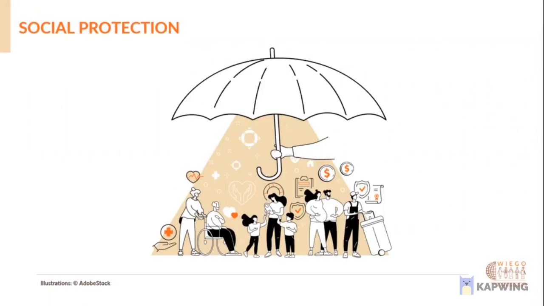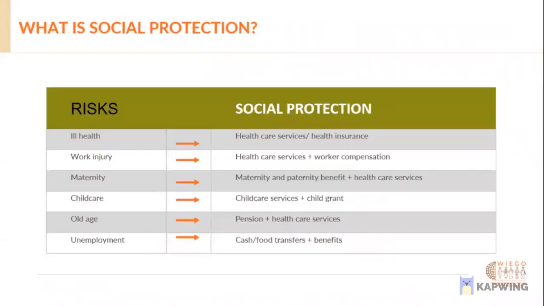of these. As you can see in this illustration, the umbrella represents the policies and programs that protect people from the risks and vulnerabilities that they face throughout their lives. We can think of the umbrella as social protection. But what really is social protection? Take a look at this table. It shows the types of risks that social protection traditionally covers, which help to protect people against those risks.